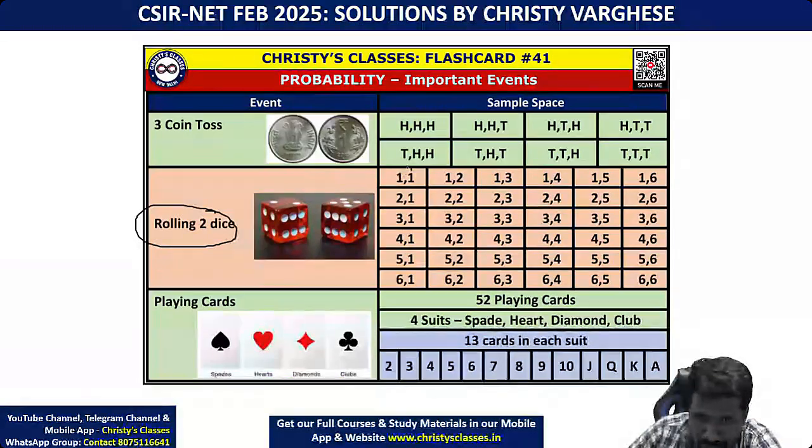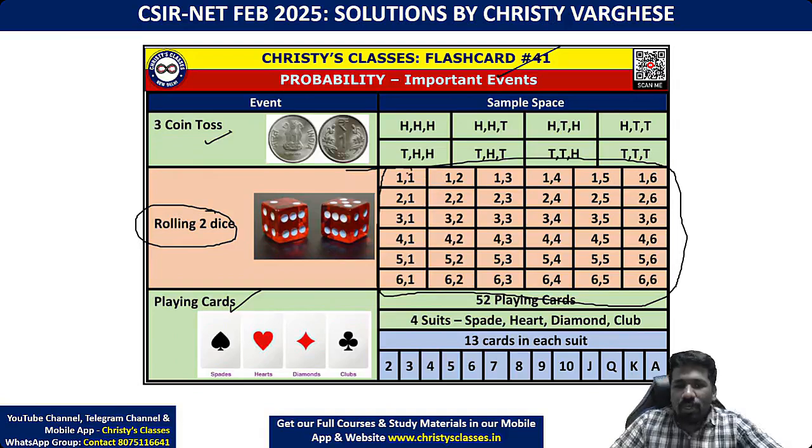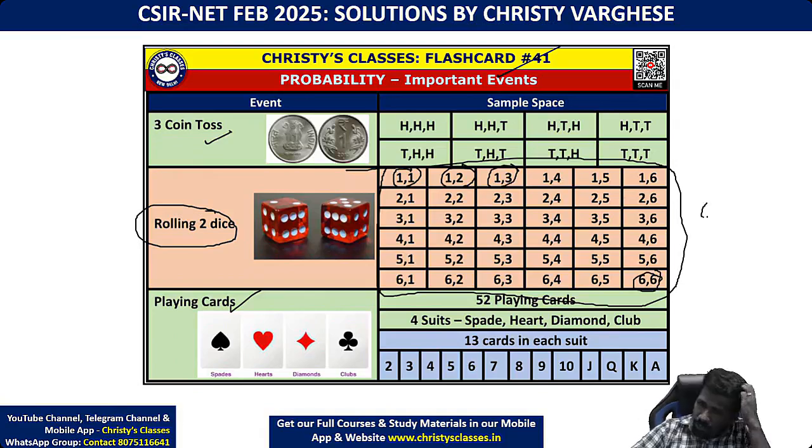Rolling 2 dice. So these are the 36 outcomes that can occur. Rolling 2 dice, coins, and sometimes playing cards. These are common events in the probability chapter. So 2 बार dice roll किया तो दोनों में 1, first में 1, second में 2, first में 1, second में 3, ऐसा total 36 outcomes are possible. 6 into 6, fundamental principle of counting use करके 36 outcomes are possible.